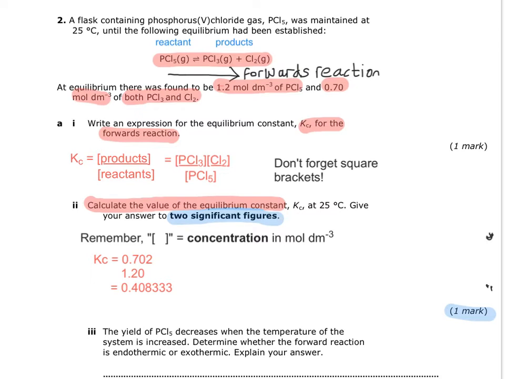So that's the value we get if we put it into a calculator, but don't forget, highlighted in blue there, two significant figures. Only 1 mark, so you've got to get it all right. So we need to change that into two significant figures, which gives us 0.41, of course. Okay, so now let's move the page up and do the rest of this question.